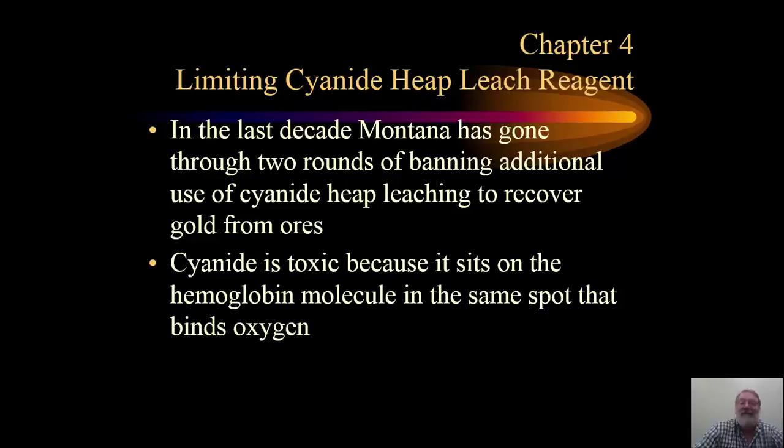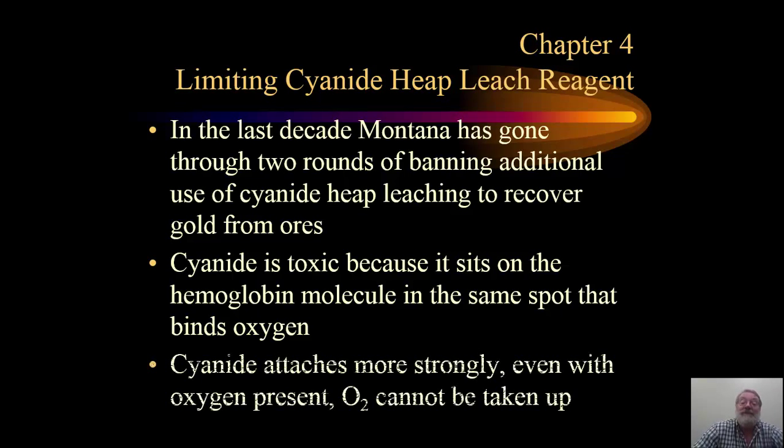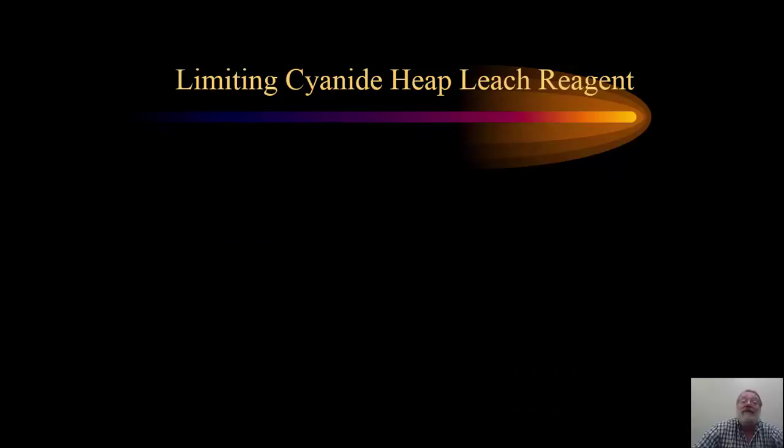It sits on the same part of the hemoglobin molecule as oxygen wants to sit on. And even though you're breathing oxygen, if there's cyanide there, the cyanide won't let go. That's why it's used in gas chambers in states that practice capital punishment by sending convicted prisoners to the gas chamber. They essentially suffocate even though they're breathing oxygen. By breathing in the cyanide, the oxygen can't get to the hemoglobin.